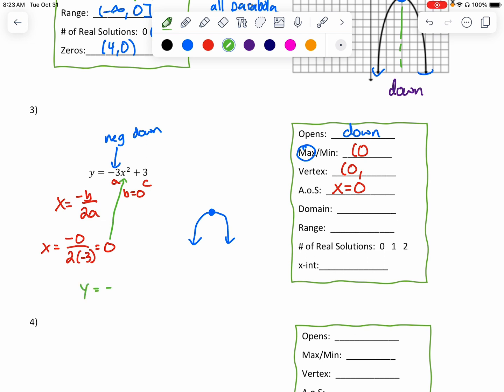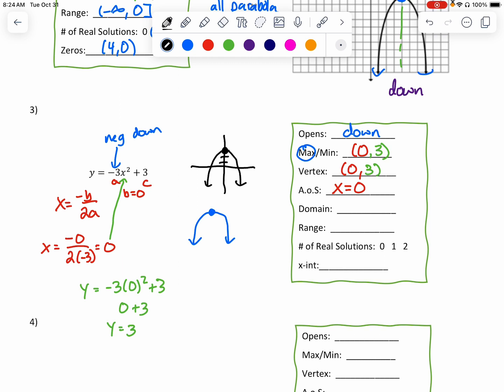So we'd have y equals negative 3 times 0 squared plus 3. That'd be 0 plus 3, so y equals 3. So the y value in the vertex, which is the maximum, is 0, 3. I know on the graph that my point is happening at 0, 3. If I just give myself a little rough sketch, 0, 3 is here, and I've got a parabola facing down.